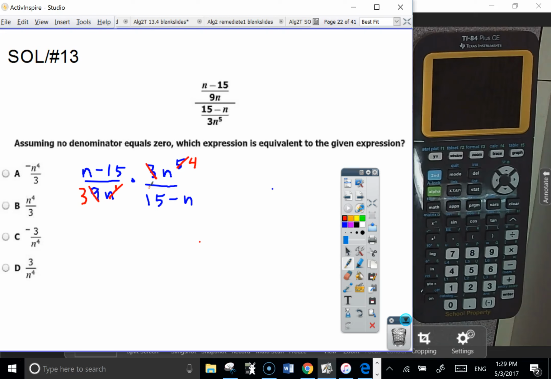3 minus 1 is 2. 1 minus 3 is negative 2. So, in fact, you can cancel them, but then you got to leave a negative 1 behind. Right? So, that's everything that we can do here. So now we've got a negative n to the 4th divided by 3, which is this one right here.